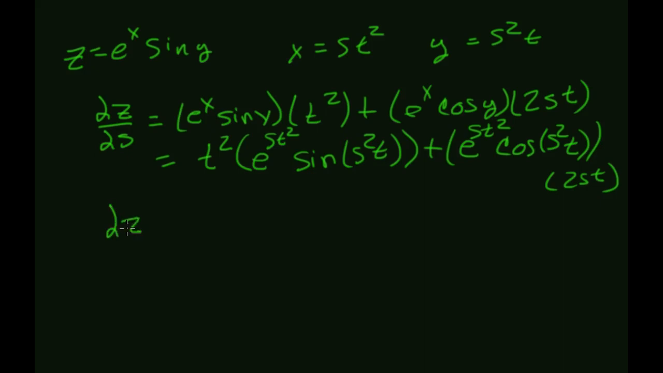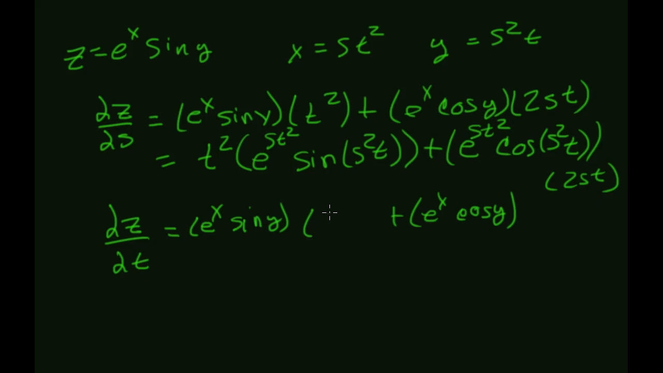Alright, so let's do dz dt. Right, so this is again going to be, so these are staying the same, right? So I need the dz dx, which is still e to the x sine y. And this one is going to be e to the x cosine y. So those are not changing, right? But ultimately here, we're going to take with respect to t this time. So if I take x with respect to t, I get 2st. And if I take y with respect to t, I get just s squared, right?